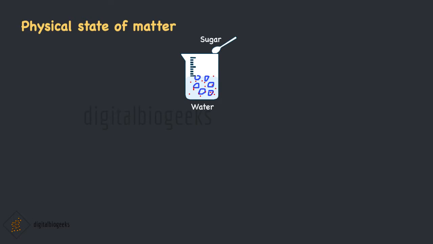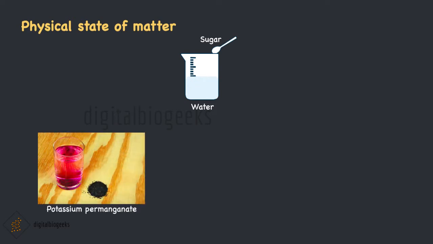Let's do one more experiment which proves that the particles of matter are small. Take 100 ml of water in a beaker. Add 2 to 3 crystals of potassium permanganate. It is a purplish black crystal. It is used to clean wounds. Potassium permanganate is used as a medicine for many skin conditions. When it gets dissolved in water, we will get a pink solution.